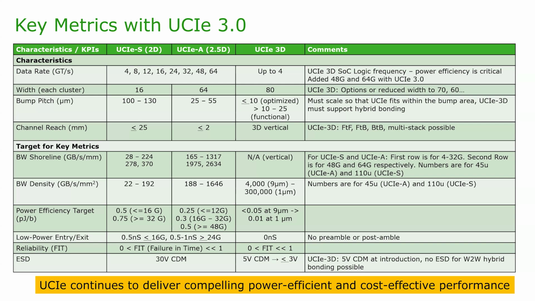Now our reliability is very high, as you can see. The numbers are about 10 to the power minus 10. And as I said, in the case of 64 gig, you will probably end up with somewhere around 10 to the power minus 7, right? Anything less than 1 is acceptable. So clearly, these are very, very, very good numbers, and we continue to deliver power efficient performance.